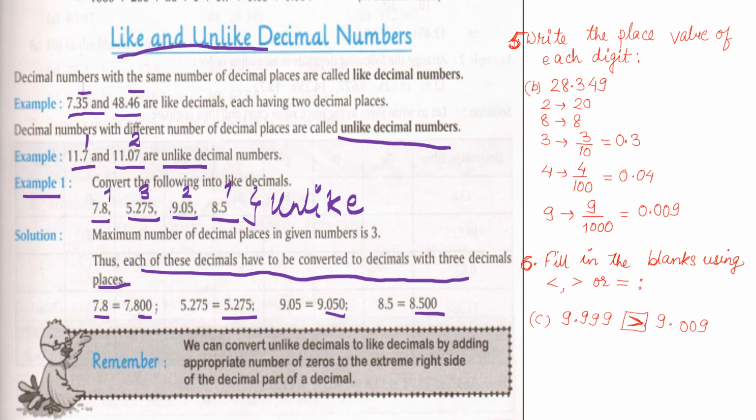Is it clear? So I have done question number 5 subpart B. Write the place value of each digit. Just now we have discussed how to write the place value.